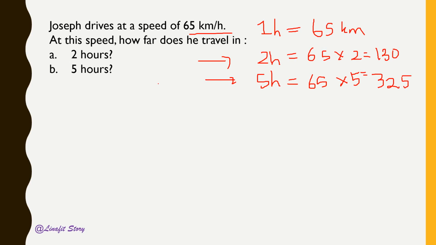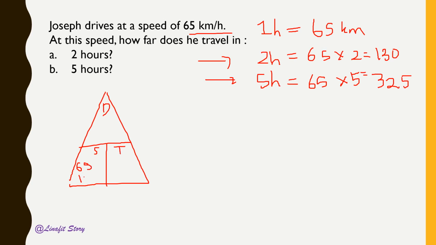And then we can solve the question by using the DST triangle. Let's say for question A, the speed is 65 km per hour, while the time is 2 hours. So the distance equals 65 times 2 equals 130 km.